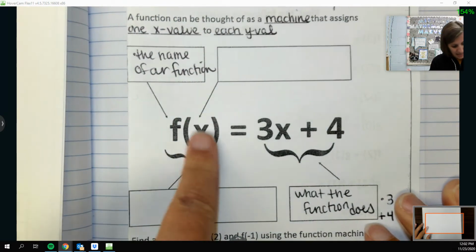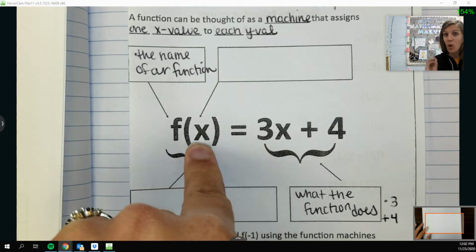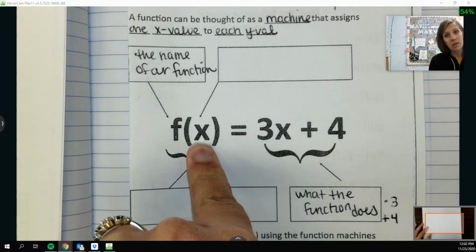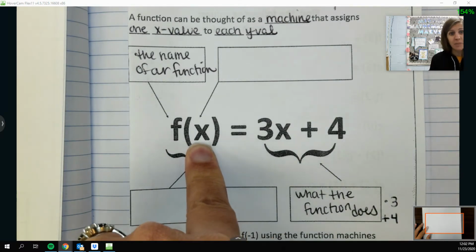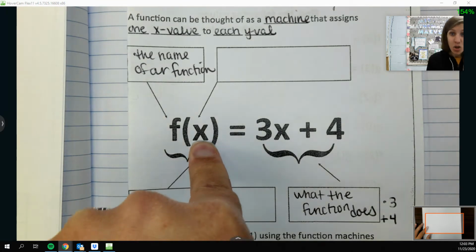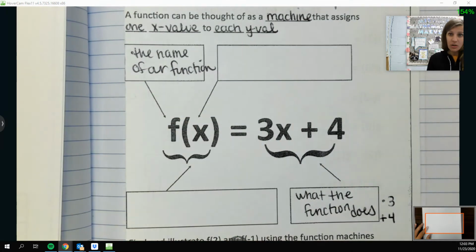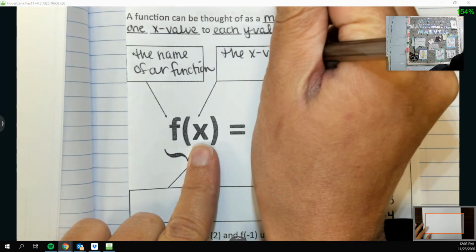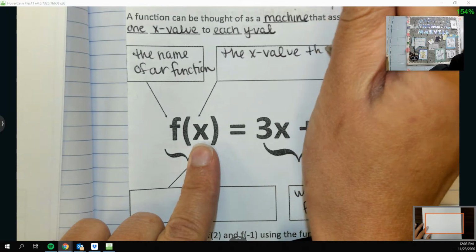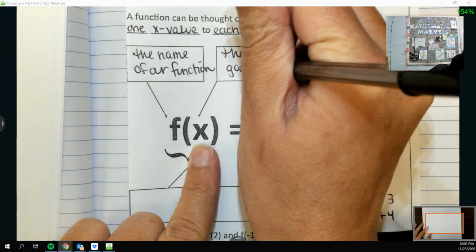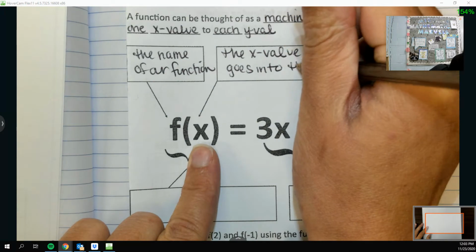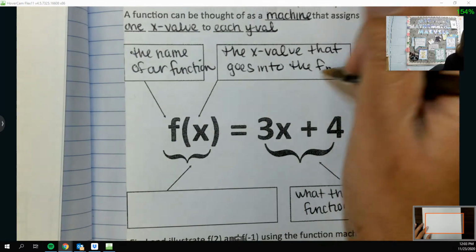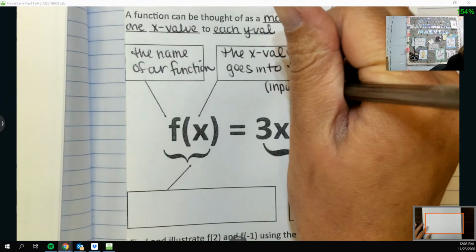And then inside the parentheses, we're showing what number we're going to input into the function. So what number are we putting into the machine? Again, if we think about a wash machine, this is where I'd show, okay, I'm putting in dirty clothes, and I'm going to get out clean clothes, okay? So the x value that goes into my function. I get lazy with function. Sometimes I just put fn. So kind of your input value.